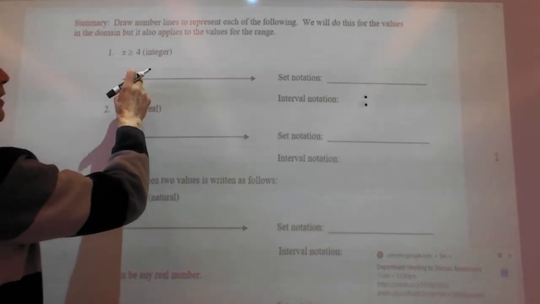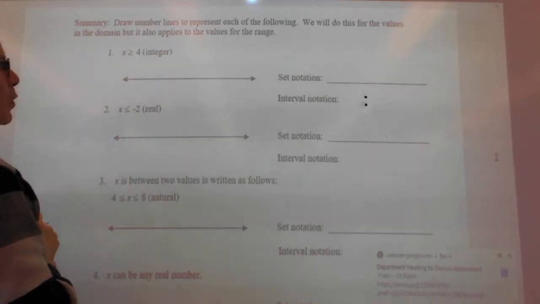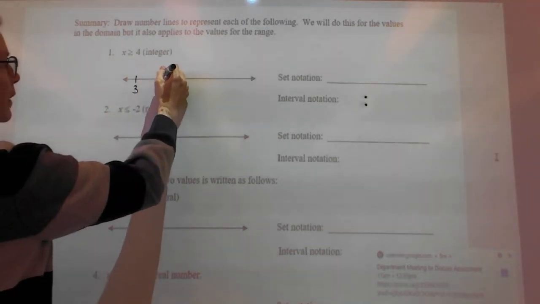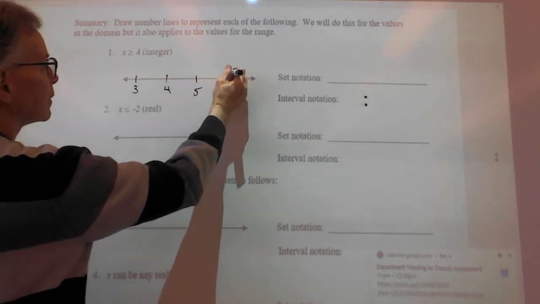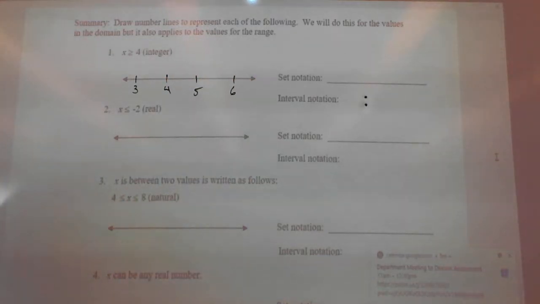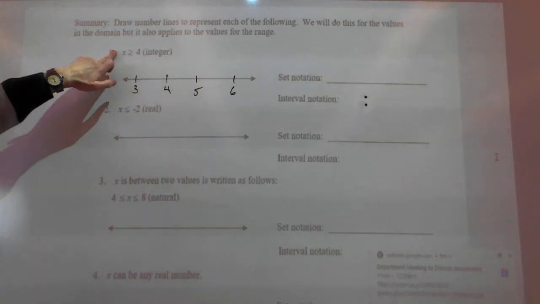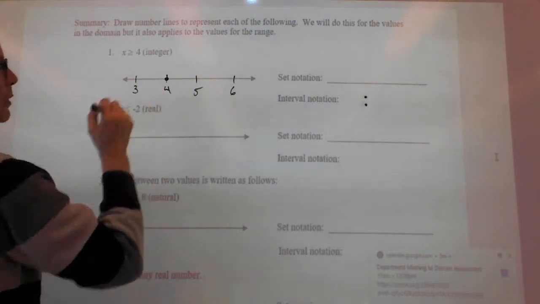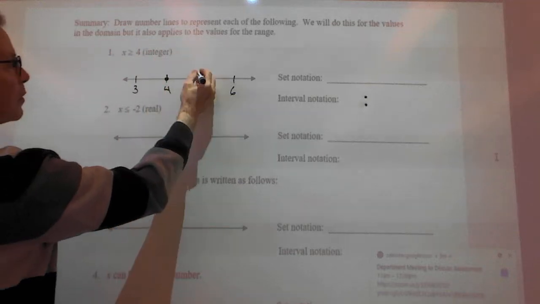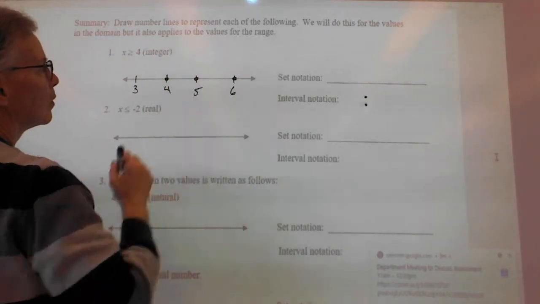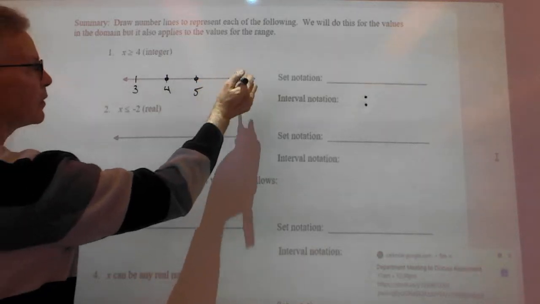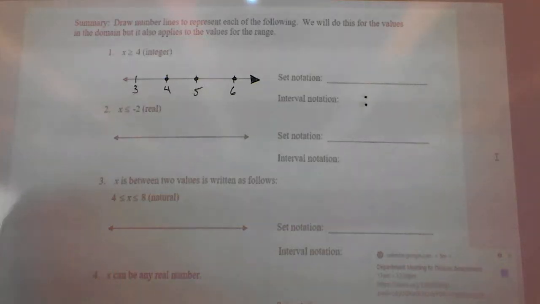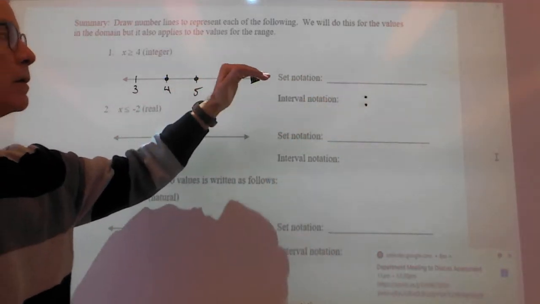Now our number line just has to include what we've been told to include. So what I'm going to do is I'm going to start it at 3, and then 4, 5, 6. Okay, that's good enough. Now x has to be greater than or equal to 4, so the first number that would apply would be 4. Since it's greater, we go in this direction. We're going to put a nice black dot on each of the numbers, and we're going to make this arrow a little bit thicker, just to show that it goes on forever to the right.